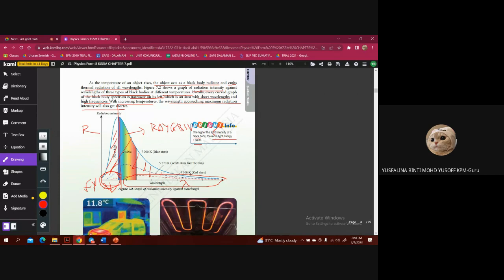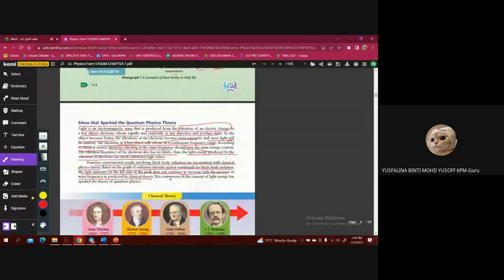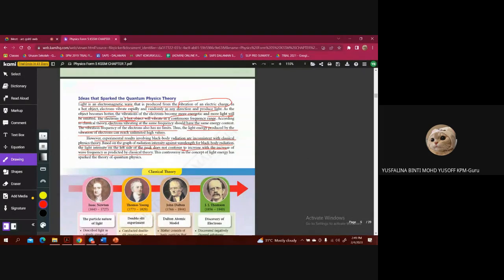So it doesn't follow the classical theory, which says that when you increase the frequency, the light intensity will also increase. But in this case, if you increase it, it will decrease. So it doesn't obey the classical physics theory. This controversy in the concept of light energy sparked the theory of quantum physics. So this is the start of modern physics.